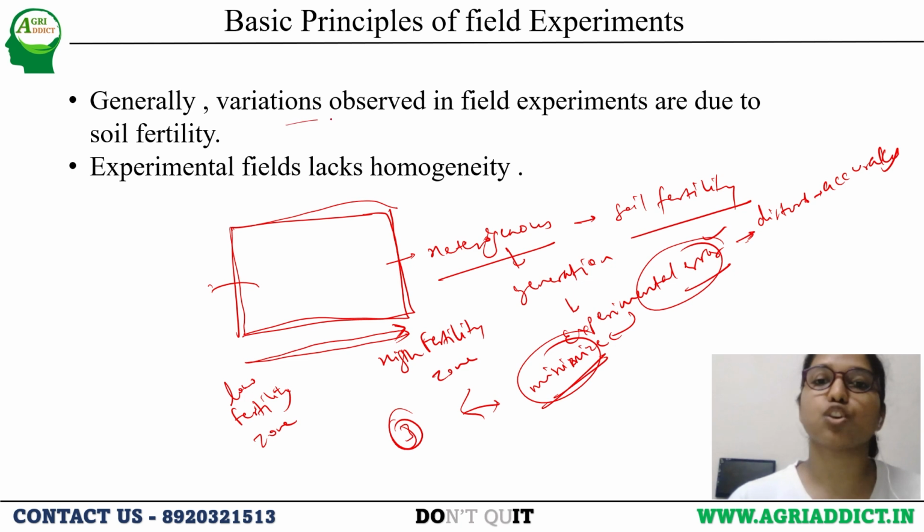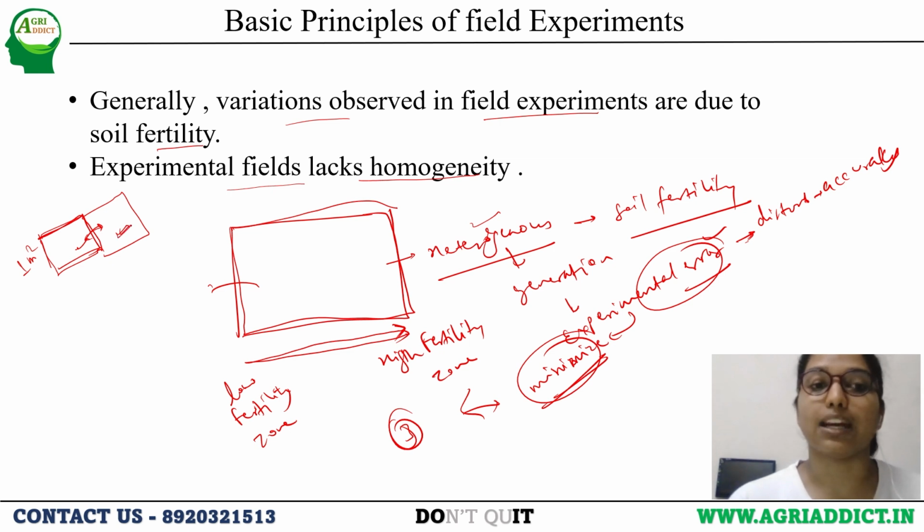Generally, variations observed in field experiments are due to soil fertility. Experimental fields lack homogeneity. Of course, it is heterogeneous, because we cannot say that even a 1 meter square area will be homogeneous in terms of soil fertility. Even the soil texture sometimes changes between two fields. If we are moving from one field to another, maybe this is clay, this might be sandy soil or sandy loam, like that. So fertility also varies within the field, and that will result in the generation of experimental error.